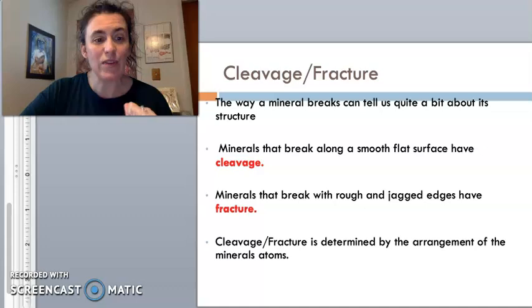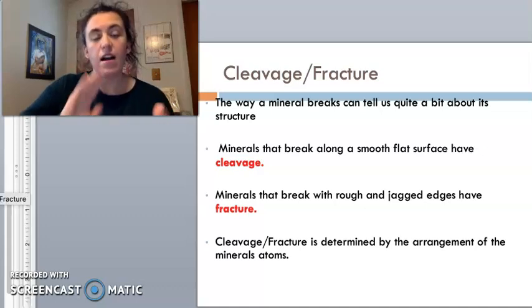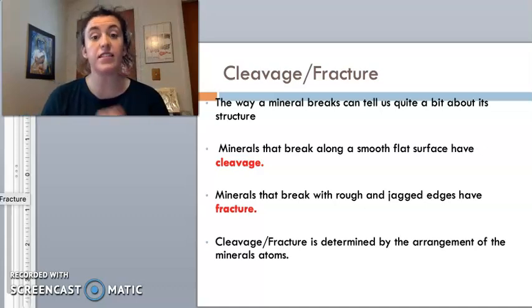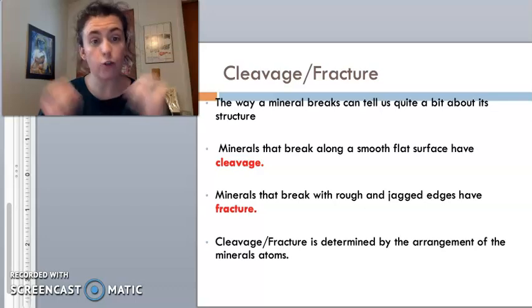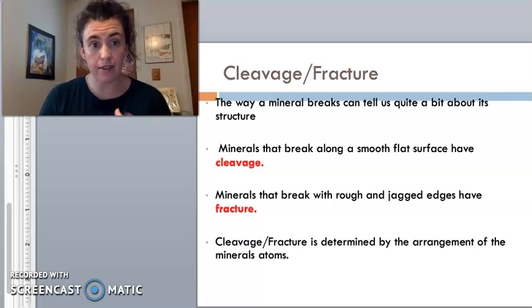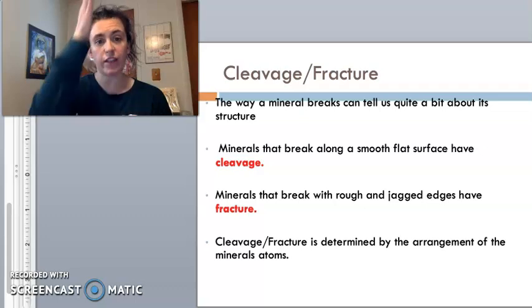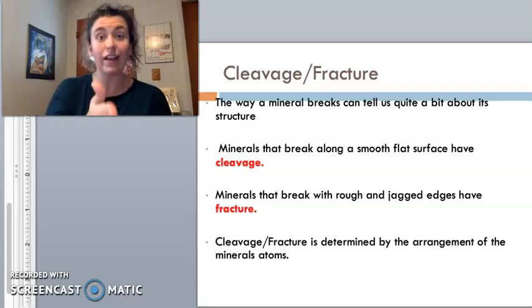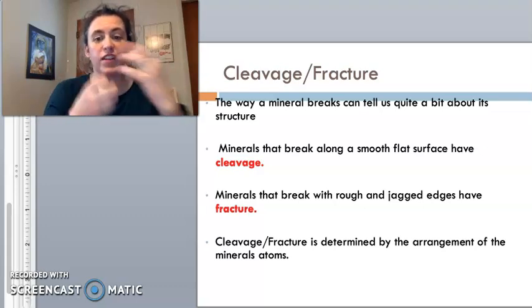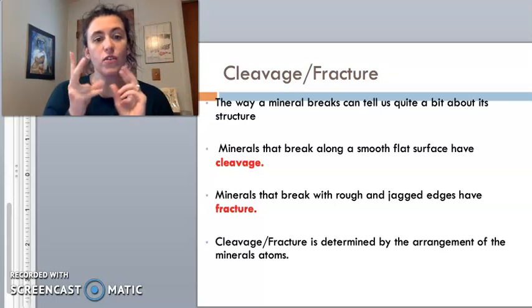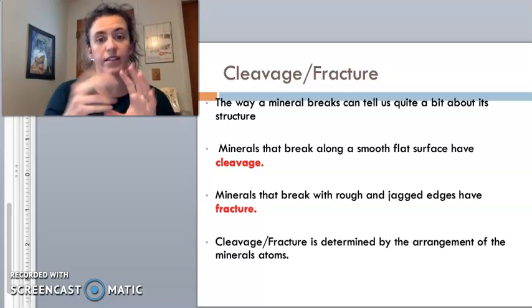Okay, this one is probably the trickiest one that kids struggle with, and this is cleavage versus fracture. What this test is, how does the mineral break? If you just drop that mineral and it breaks apart, is it going to break on a flat surface where it looks like it was literally just cleaved in half, like with a knife, like a butcher cleaver? Or does it break where you've got all these rough, jagged edges? Those are our two categories of breakage.